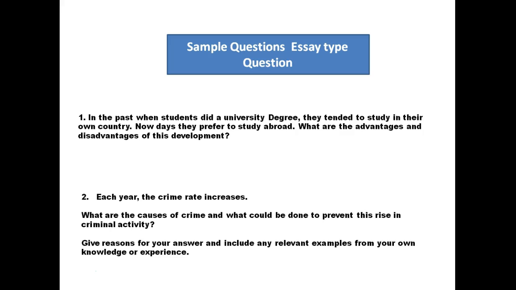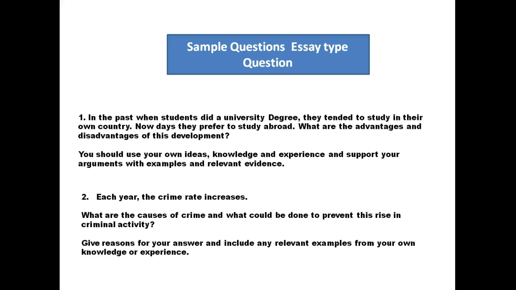Then we look at another question, which is: each year crime rate increases. What are the causes of crime and what could be done to prevent this rise in criminal activity? Give reasons for your answer and include any relevant examples from your own knowledge or experience. This is an absolute social question. If you look at both the questions, most of you would be able to come up with some answer to it. It's just that how accurately and how well you write is what makes the difference between a better band and an average band.